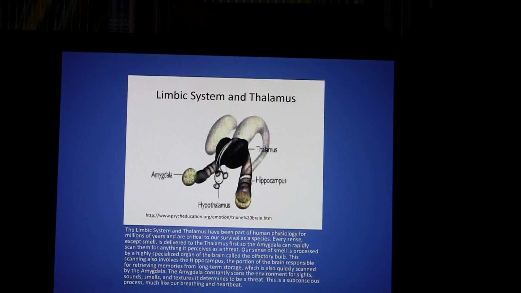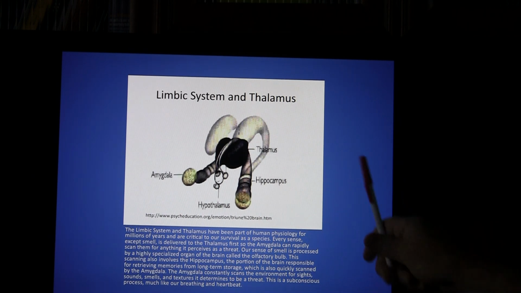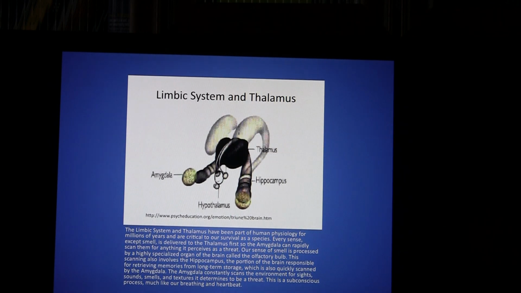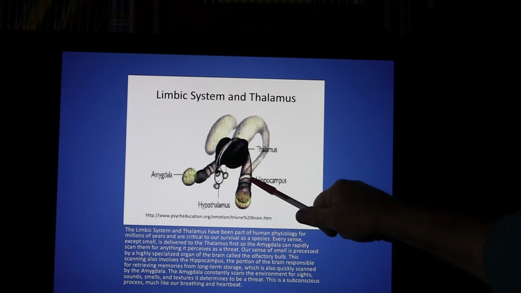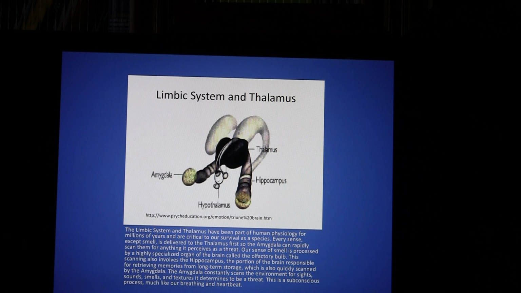Just to give you a frame of reference, the limbic system and thalamus have been part of the human physiology for millions of years and are critical to our survival as a species. Every sense except smell is delivered to the thalamus first, so the amygdala can rapidly scan them for anything it perceives as a threat. Our sense of smell is processed by a highly specialized organ of the brain called the olfactory bulb. This scanning also involves the hippocampus, the portion of the brain responsible for retrieving memories from long-term storage, which is also quickly scanned by the amygdala. The amygdala then constantly scans the environment for sights, sounds, smells, and textures it determines to be a threat. This is primarily a subconscious process, much like our breathing and heartbeat.